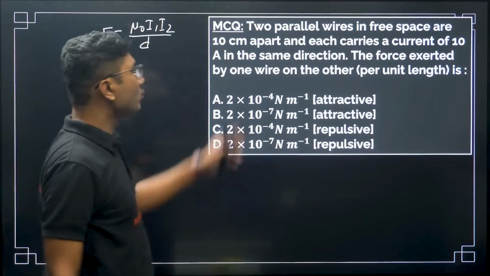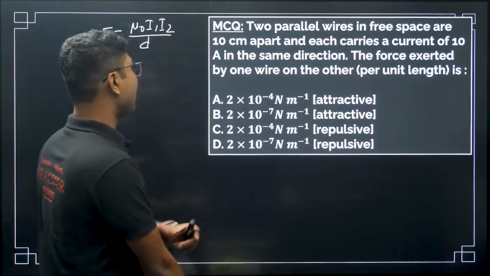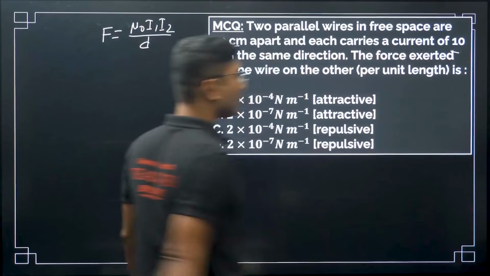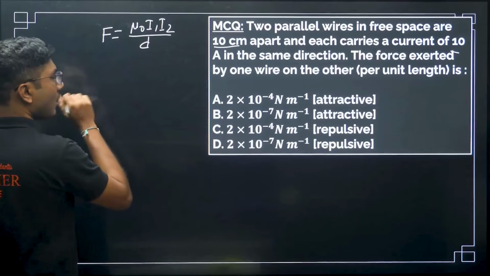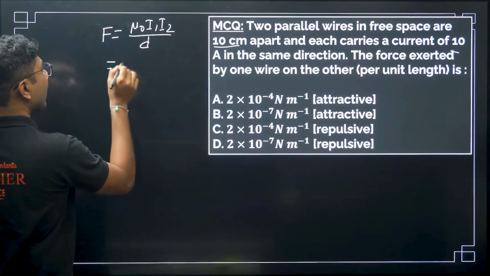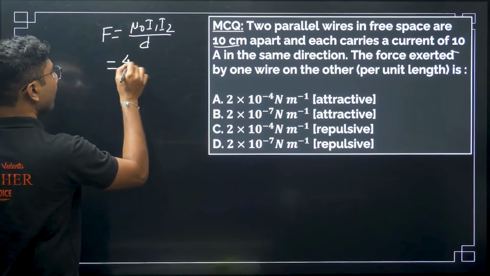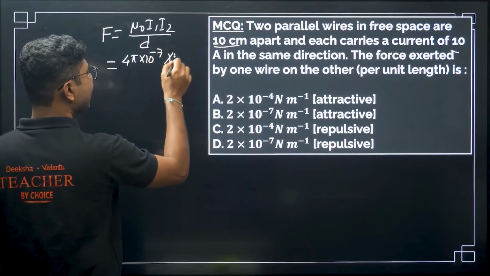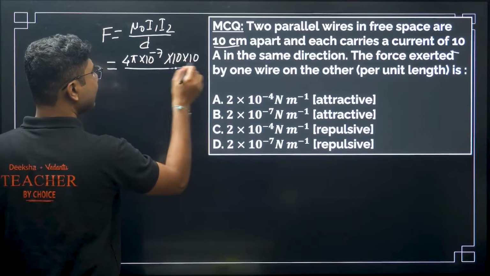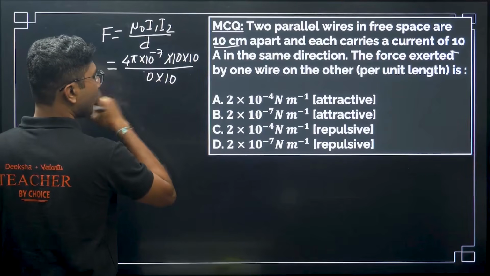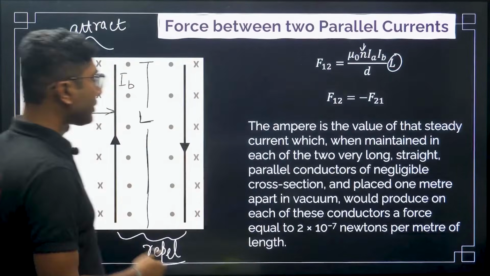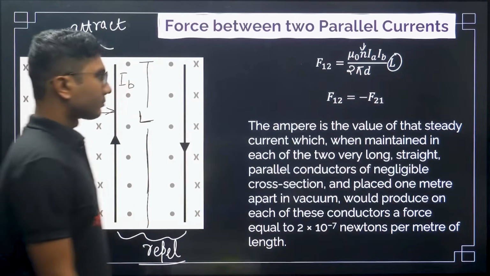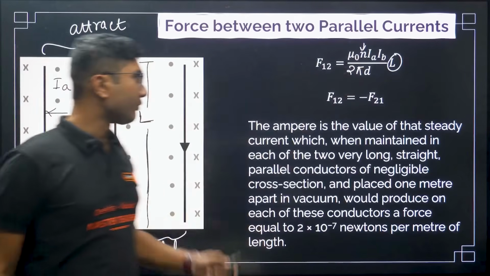Now if you see the question, two parallel wires, free space, 10 centimeter apart, so distance is 10 centimeter, and each carries 10 ampere current. So both the currents are same. What is the value of mu naught? Mu naught is 4 pi into 10 to the power of minus 7. Both are 10 ampere, and the distance is 10 centimeters, so 10 into 10 to the power of minus 2. There was one small correction here: it will be 2 pi d. There will be a 2 pi in the division of this formula.